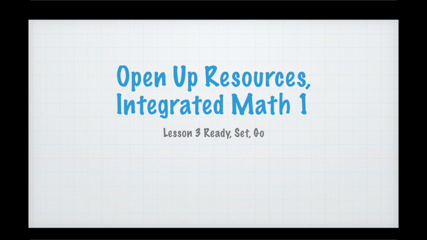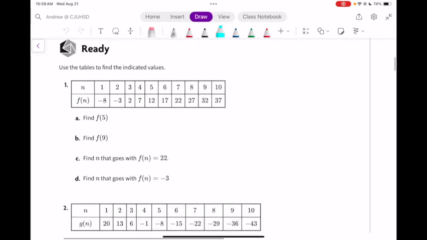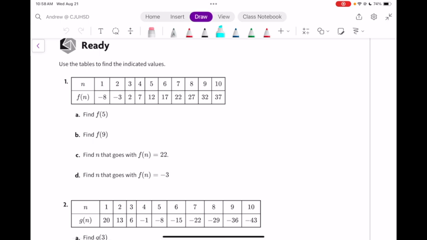Lesson 3, ready, set, go. In our ready problem, number 1, we have a table. Now that table can also be called an input-output table. The first row, the n values are the inputs. The second row are the outputs.